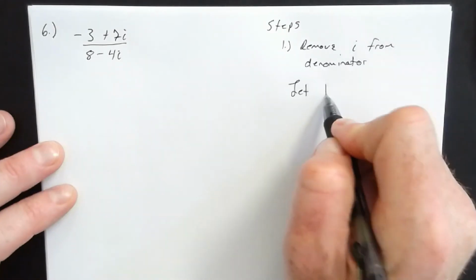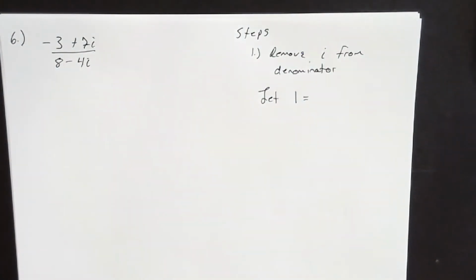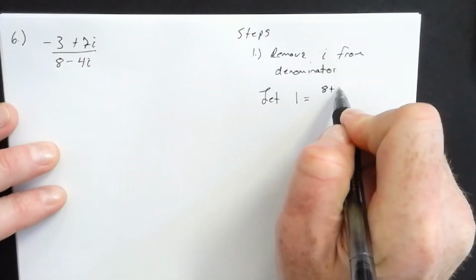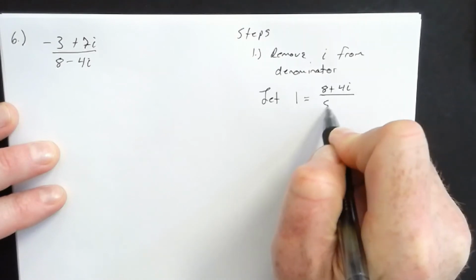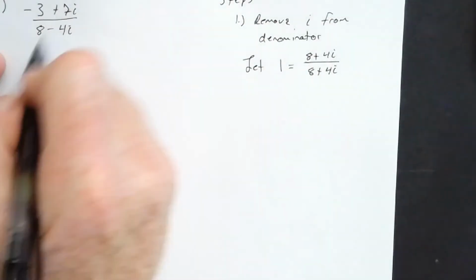Where do you get one from? We're going to use the multiplicative identity property, and we're going to let 1 be 8 minus 4i over 8 minus 4i. You always let it be the opposite sign of the one it is. So negative 8 plus 4i over 8 plus 4i.